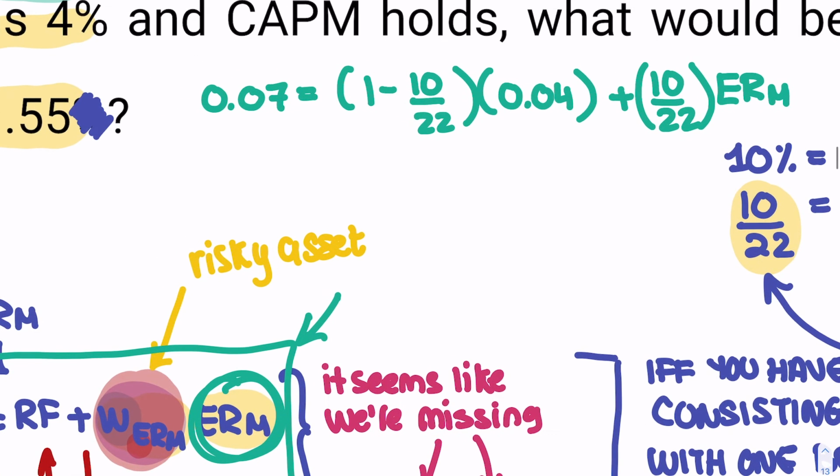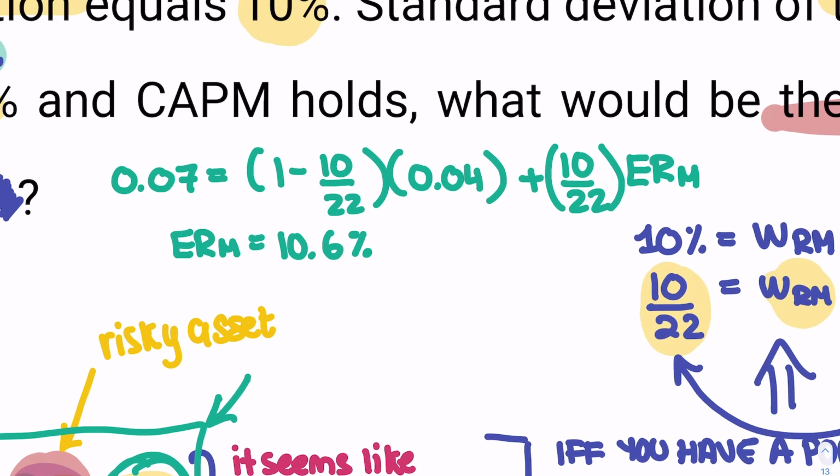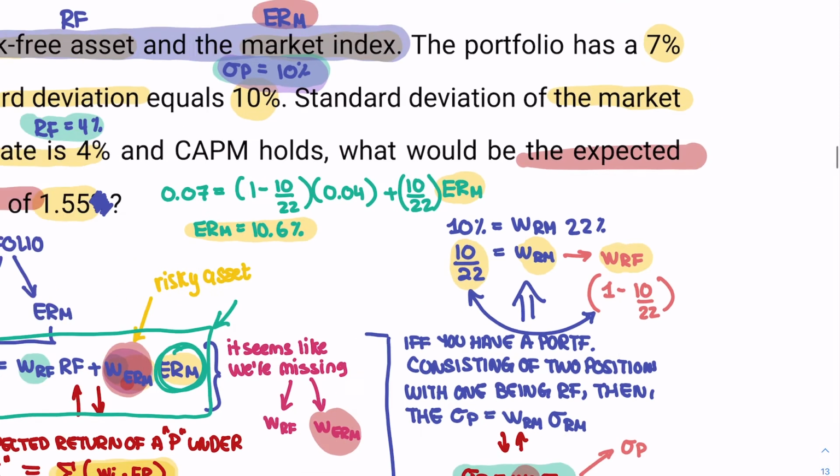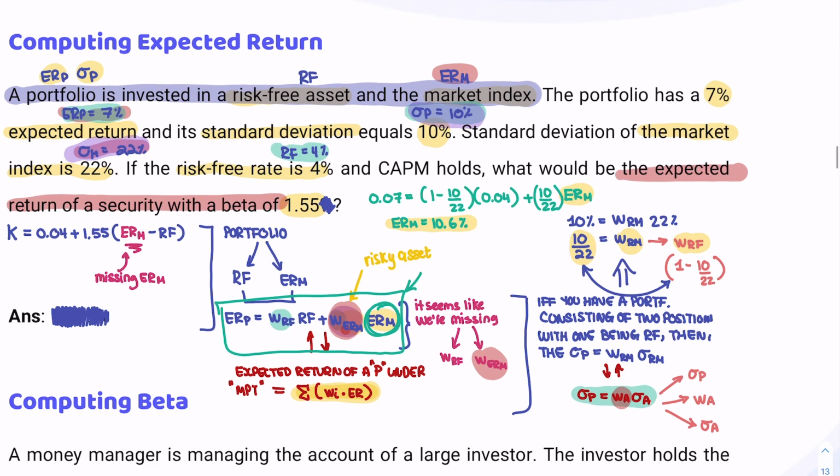And then when you do the math, you're able to see that ERM is equal to 10.6%. The reason this is the case is that now all you have to do is solve for ERM. And that's how we got to 10.6%. I'm not going to spend time doing the algebra. I feel like that's something you could definitely go through on your own, and it's pretty straightforward.